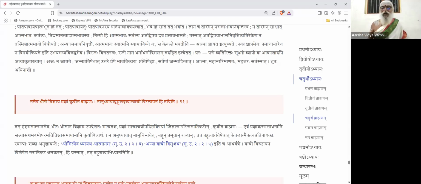Jignasa Parisamapti Karim means what? You started with a desire to know. Now you should have satisfaction that I have known it. Now it is my knowledge. I know the Atma. That is the Jignasa Parisamapti Kari. It has to become that Vishaya, that prajna which has resulted in satisfying your desire to know, and that Brahmana has to do that. Kurvita Brahmanah. Brahmanah is the Brahma Jignasu only is called Brahmanah, the one who wants to know Brahman.